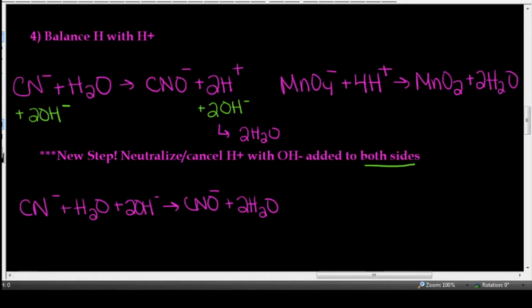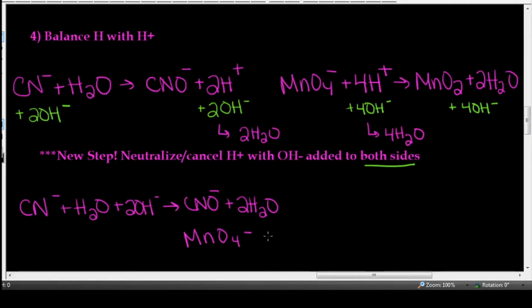Let's do that same thought process to the other half reaction. So I've got these 4 H pluses here that I don't like. So I want to add 4 OH minuses to neutralize them. And again, those are going to make waters. But if I add 4 OH minuses to the left-hand side of my reaction, I also need to add 4 OH minuses to my right-hand side of my reaction. So those guys are going to combine on the left-hand side to make 4 water molecules. And I'm going to be left with the excess OH minus on the right. So here's my other half reaction.